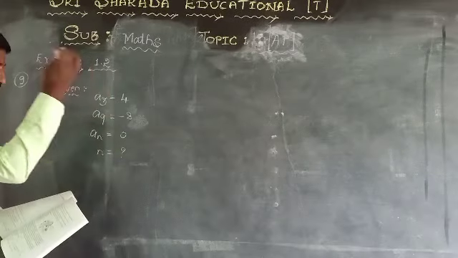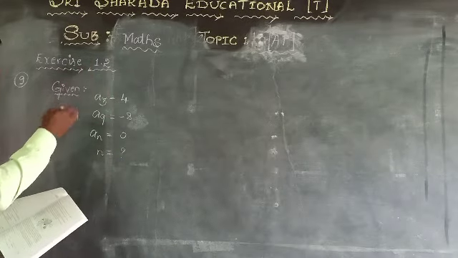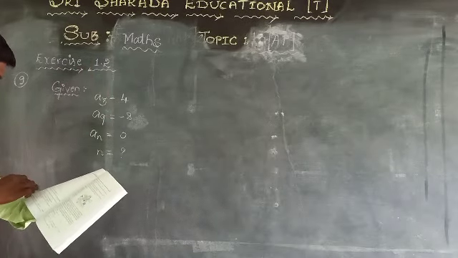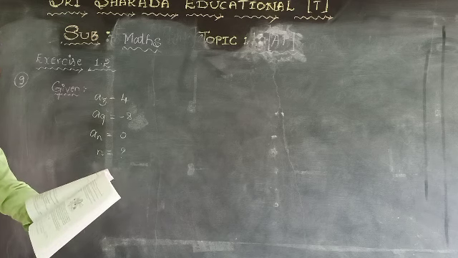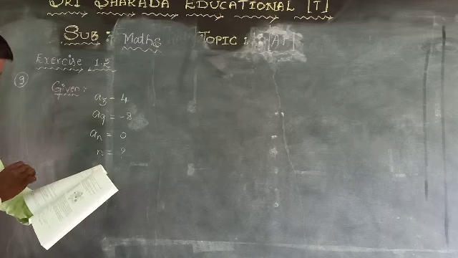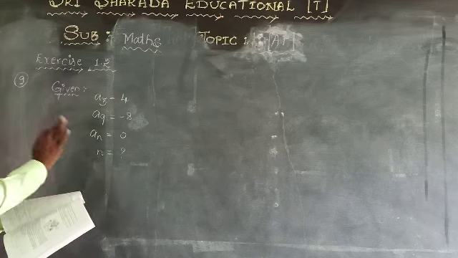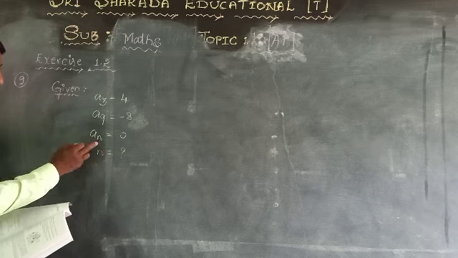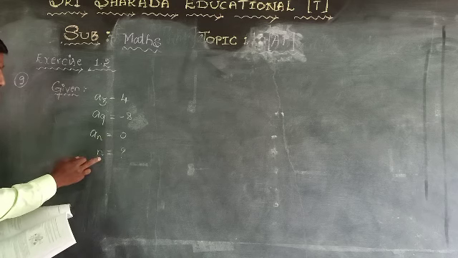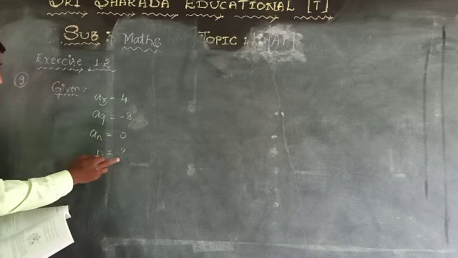Which term is 0? So for this, what do we want to find? If the third term and ninth term of an AP are 4 and minus 8 respectively, which term of this AP is 0? Means we should find the n value. What is given? The nth term is given, which is nothing but 0. So n, which term? The n value is the question mark.